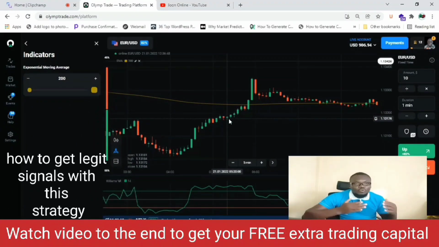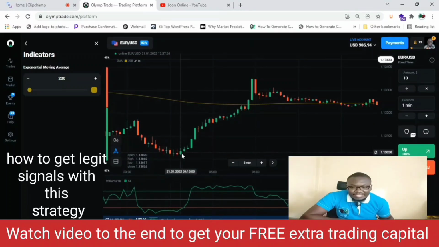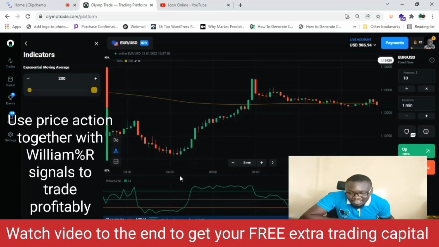So what do we do? How do we get signals to trade that are legit, that will allow us to make $100 daily with this strategy? Look at the candlestick chart patterns that are forming on your chart before you ignore those signals. For example, if you look at this chart here, you will see that we have a bullish engulfing candlestick pattern here, and the Williams percentile is showing us an oversold level.